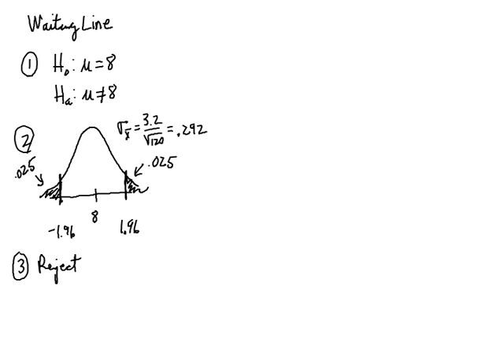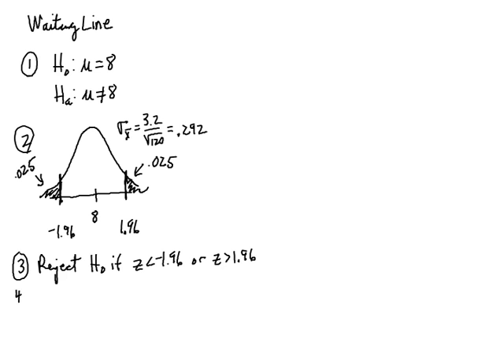Step 3 is our rejection rule. We will reject H sub 0 if our test statistic is less than negative 1.96 or our test statistic is greater than 1.96. In other words, we are far enough to the left to show that the average is actually less than 8, or we're far enough to the right to show that the average is greater than 8.